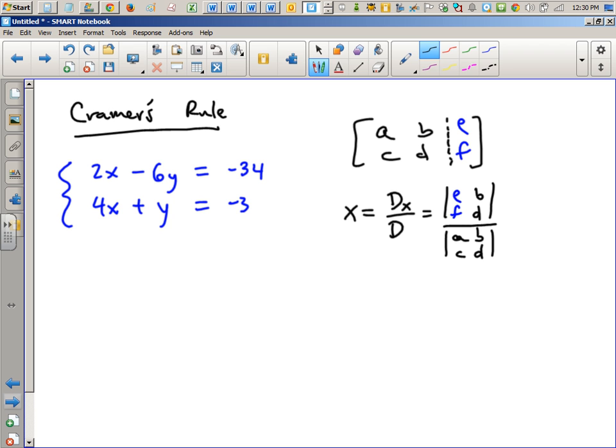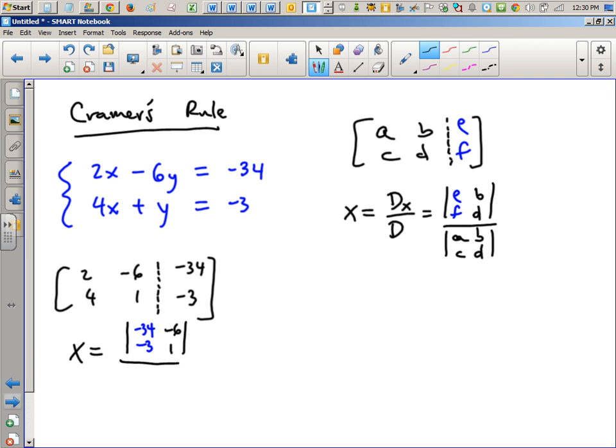Okay, so here's what he was saying. He's basically saying if you want to find X on this problem, go ahead and write your augmented matrix if you like. Here's your augmented matrix, right? You can find X lickety-split really fast by doing this. Negative 34, negative 3, negative 6, 1, determinant, over 2, negative 6, 4, 1, determinant. Now you guys remember how to do a determinant? You just kind of cross multiply and subtract.